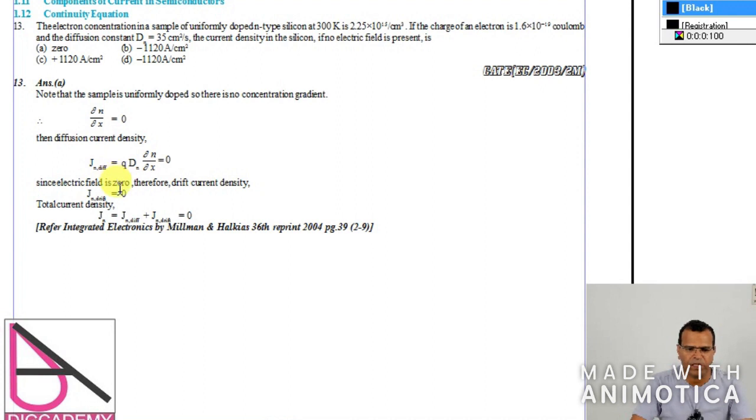The drift current density is sigma into E, and that is equal to 0. Why 0? Because the electric field applied is 0. If the electric field applied is 0, then your drift current density must be 0. So J equal to sigma E is also 0. So the total current density must be equal to 0. That was a question in GATE 2003, a 2 marks question.